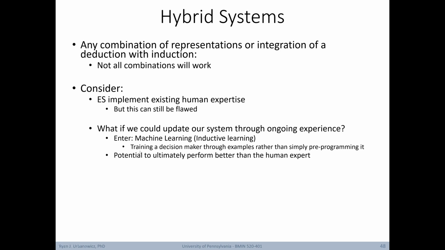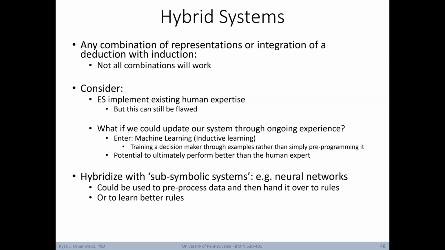So this is where machine learning or inductive learning could play a role in expert systems by training a decision maker through examples rather than simply pre-programming it. As a result, machine learning methods potentially have the ability to ultimately perform better than a human expert. So one way to combine machine learning with expert systems is to hybridize expert systems with sub-symbolic systems, in other words, things like neural networks.